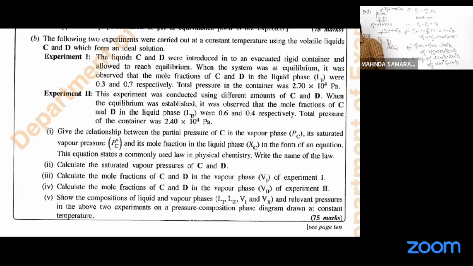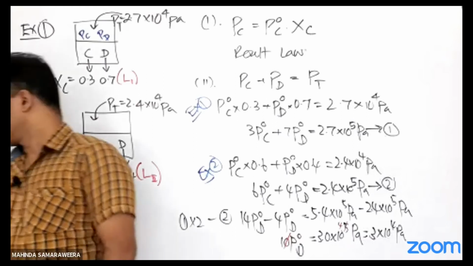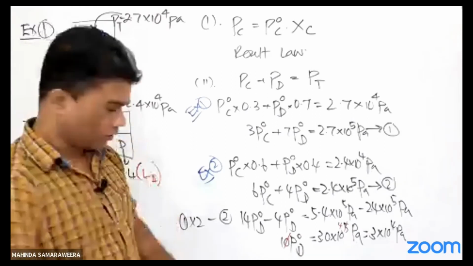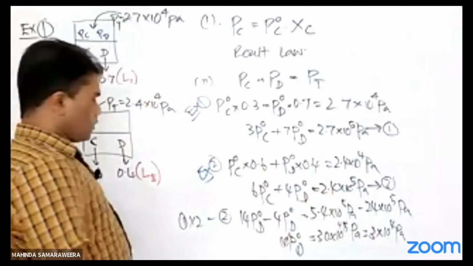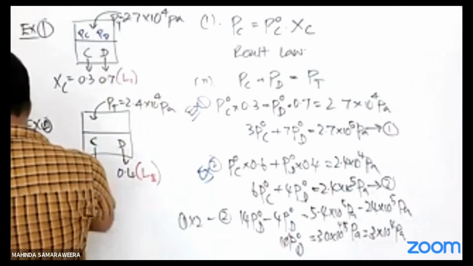Can you see that part I wrote? Yes, you can see it. This is actually P naught D. That's Pascal, right? Okay, this is Pascal. P naught D, 3 × 10⁴. Then you can substitute it to one of this, first or second, and find it out.